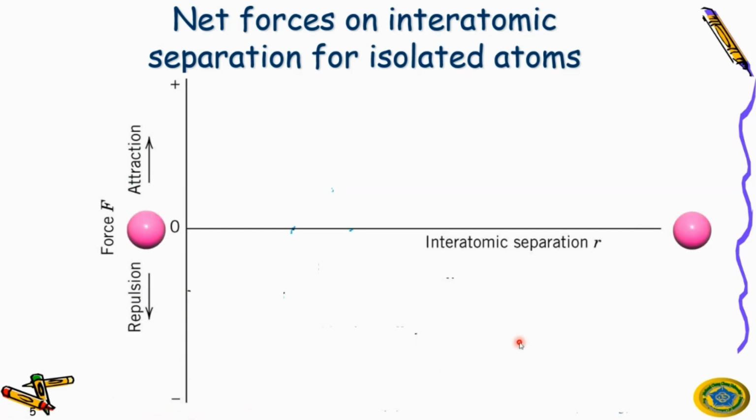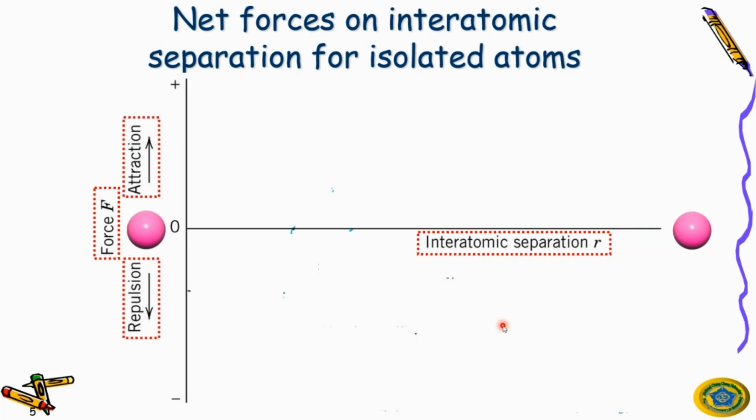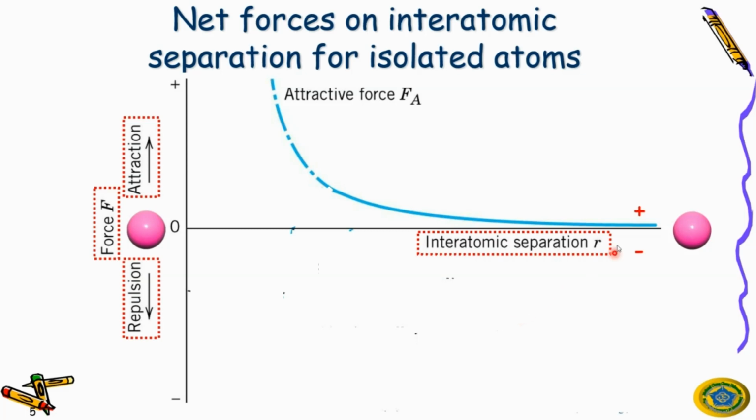Okay, so you have two atoms. In the beginning, they are very far away from each other. And once they get closer and closer, there's some kind of attraction between them. When they get closer and closer, the force will increase, like this. It makes sense to you, right? When they are very far away, the force is low, and when they are close to each other, the force increases. This is called attractive force.